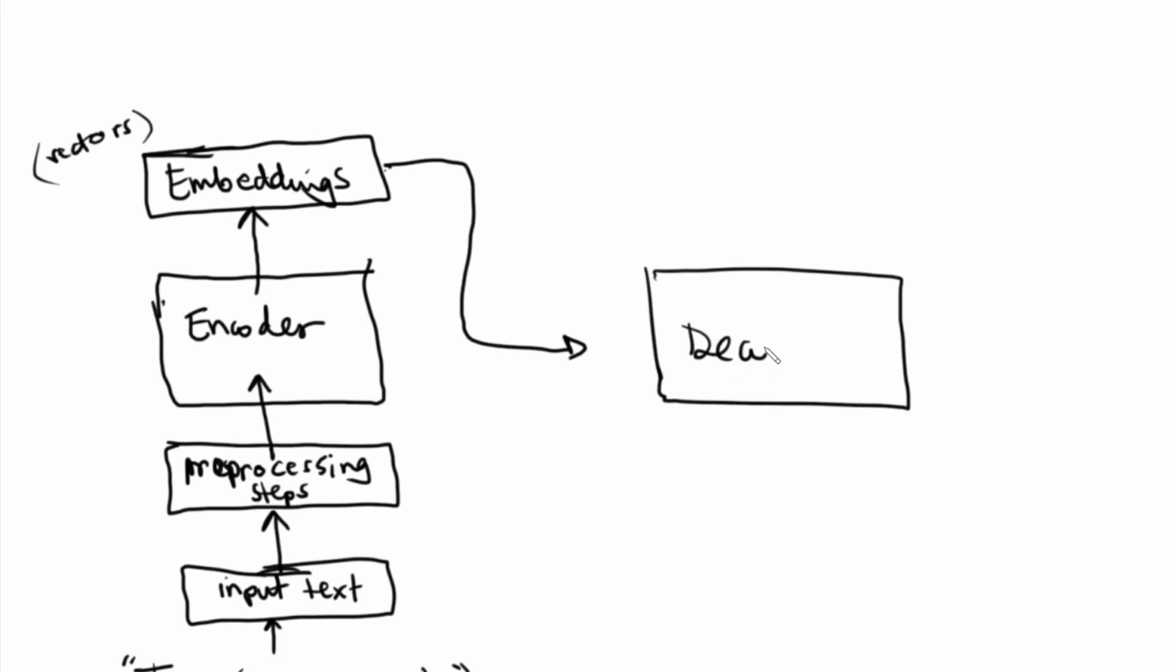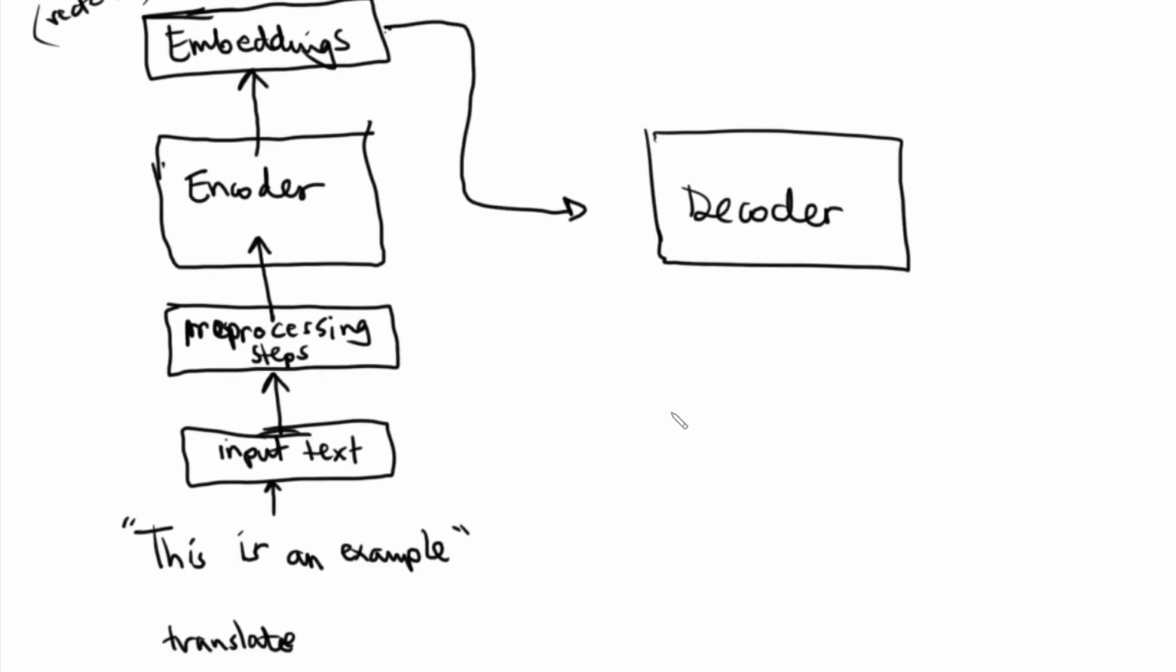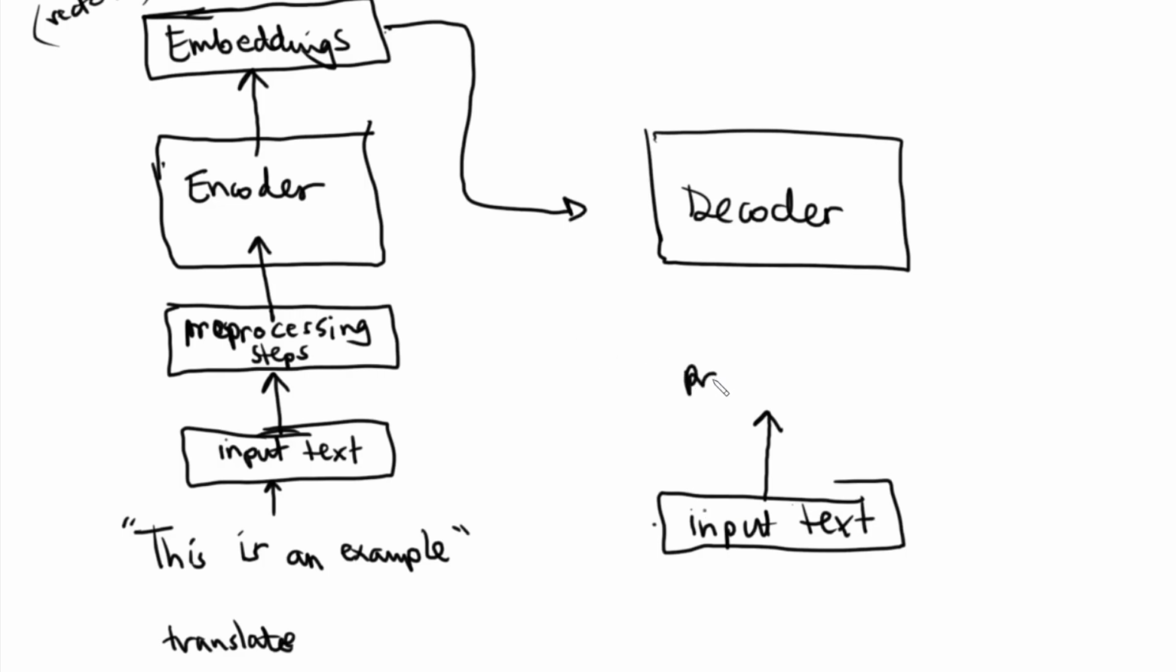So this right hand side is where the decoder is. What the decoder does is it sees these embeddings coming in, and it has its own input text. The input text here could be what has already been translated, or it could be zero if we are starting the translation now. We haven't translated any bits of the text, so it will be zero.